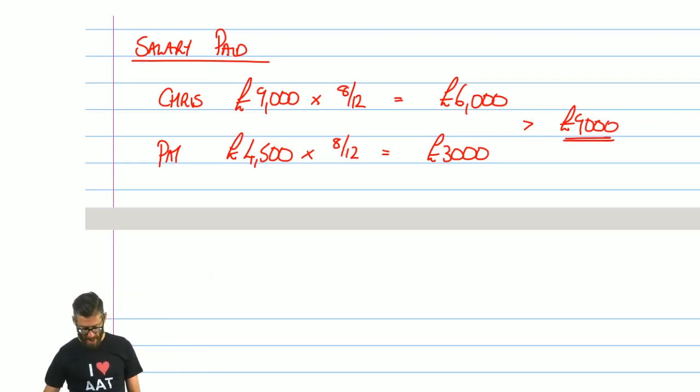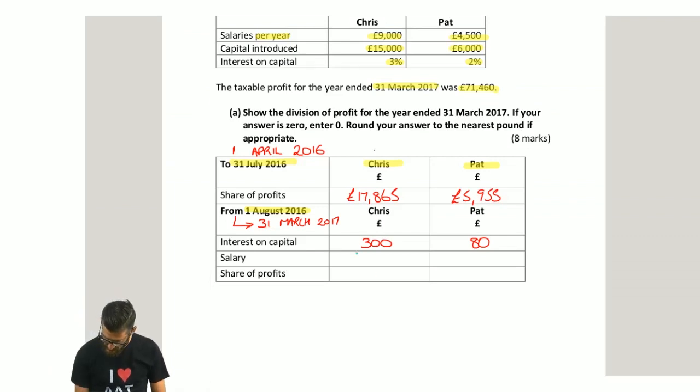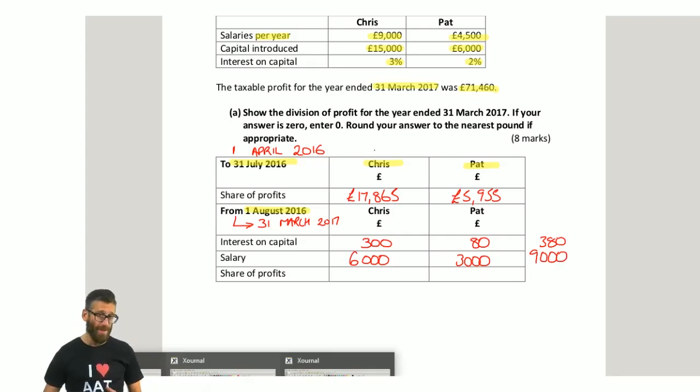So let's get another mark in the box. 6 and 3. 6,000 salary to Chris, 3,000 to Pat. Now I'm just going to put the box here, 380 and 9,000. So what I want you to recognise is that 9,380 of our funds have been allocated.